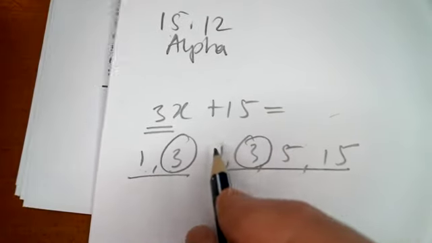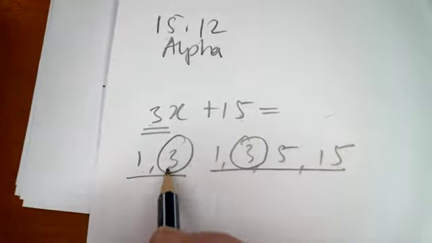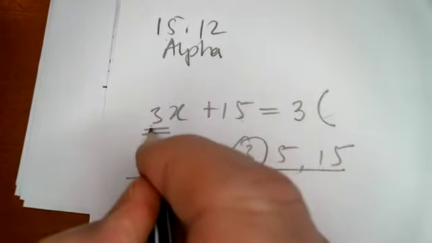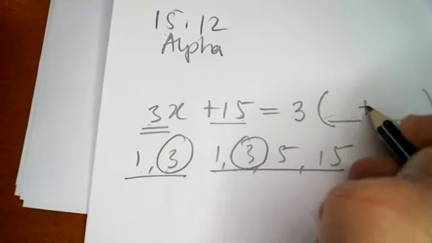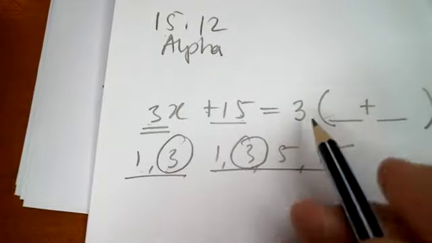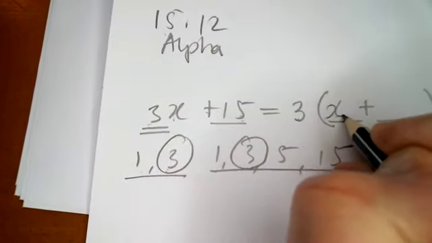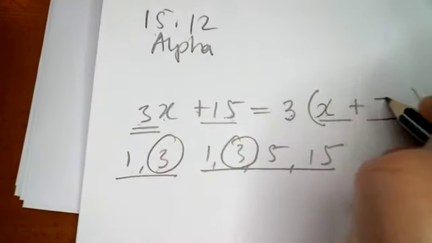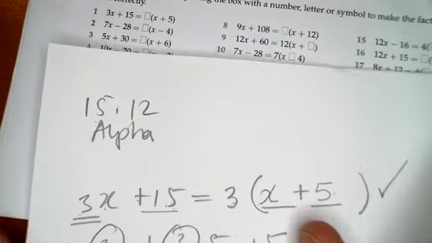So let's have a look at what that would be. What we're going to do is say, what's common to both of these? Well, 3 is common. So I write the 3 outside the brackets. I've got two terms, with a plus in the middle. And I say, what times 3 makes 3x? And the answer is x. Then I say, what times 3 makes 15? Oh, well, that would be 5. And there's my answer.